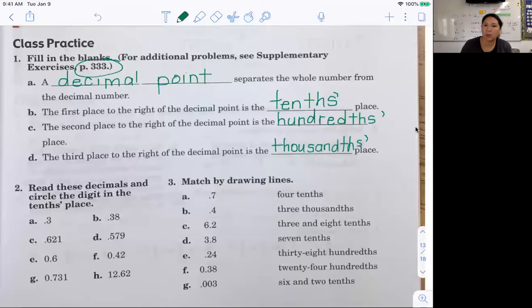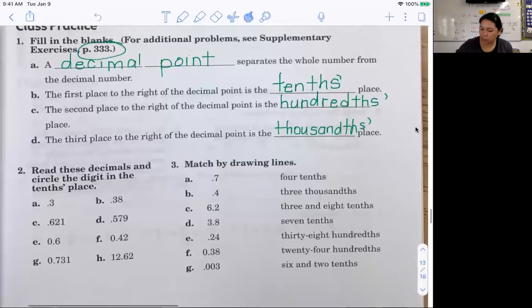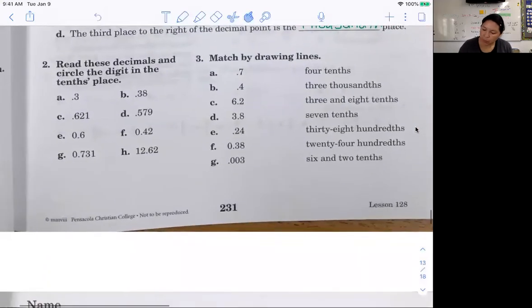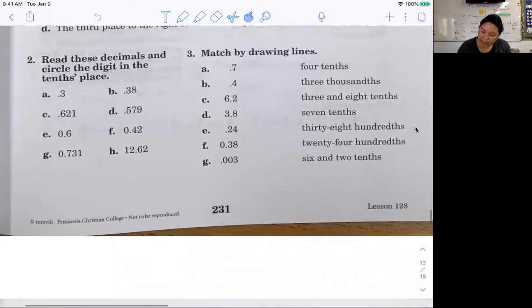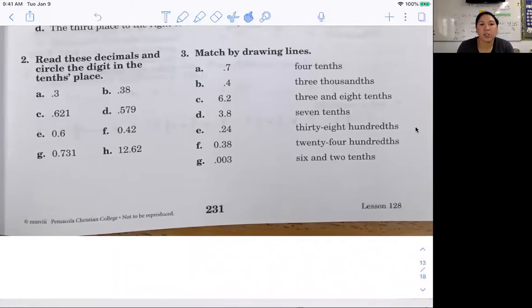Thousandths place. If you need to pause the video and finish copying that a little more slowly, you can. If you're still with me, then go ahead and move on to the next part. We are going to read these decimals and circle the digit in the tenths place. When I call you on the phone, this is what I want you to be able to read to me. So let's practice right now.